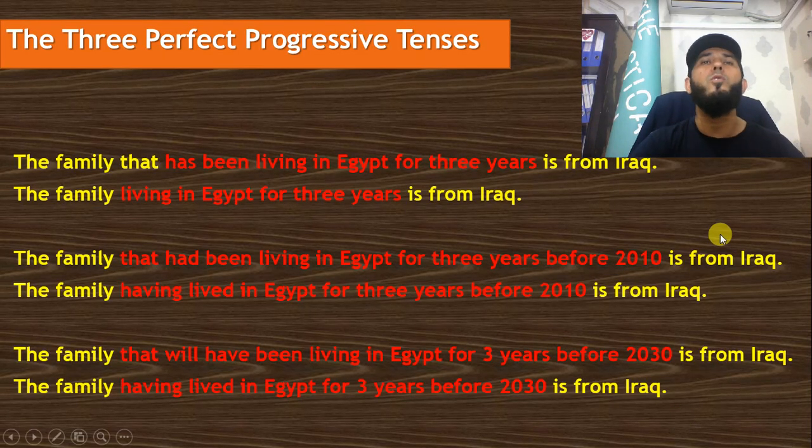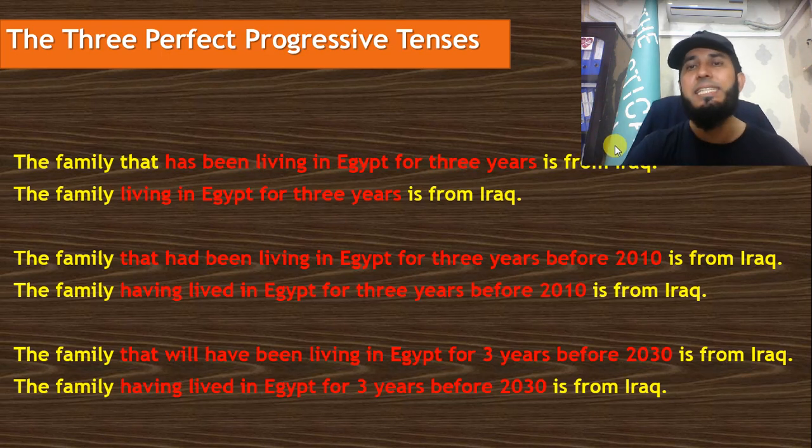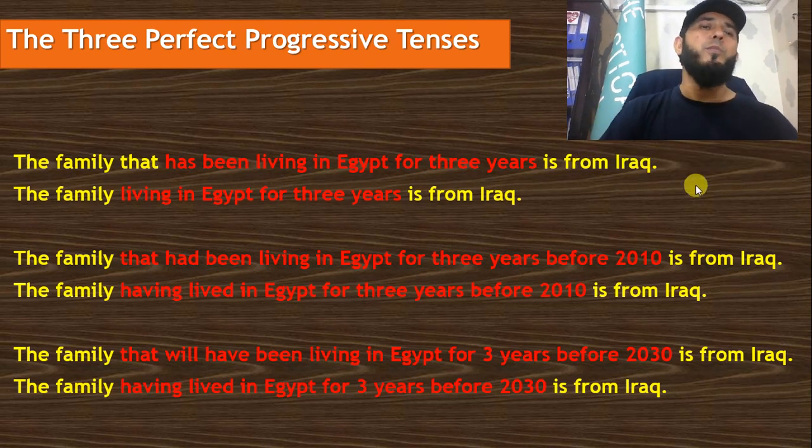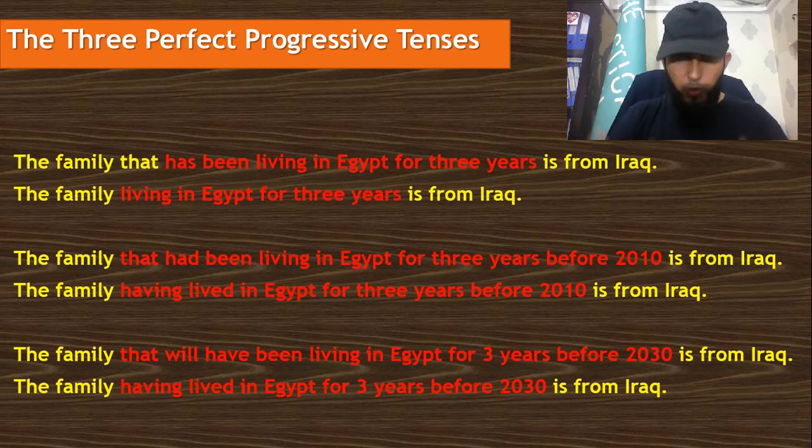Okay, so the three perfect progressive tenses. Now I want you to pay close attention because this part could be somehow even more complicated. Okay, so look, the family that has been living in Egypt for 3 years is from Iraq. So that has been living in Egypt for 3 years. This is our adjective clause, and the tense is present perfect continuous tense.